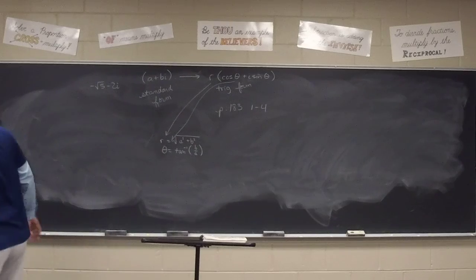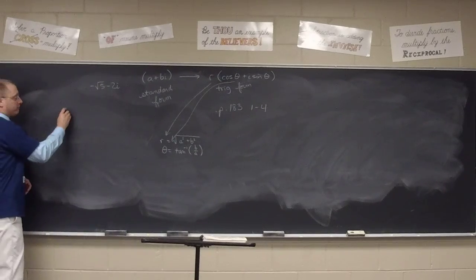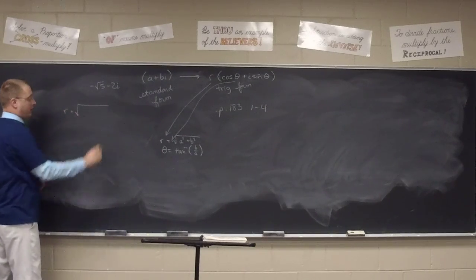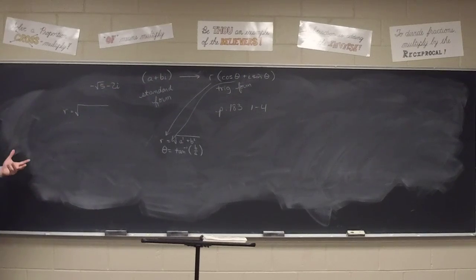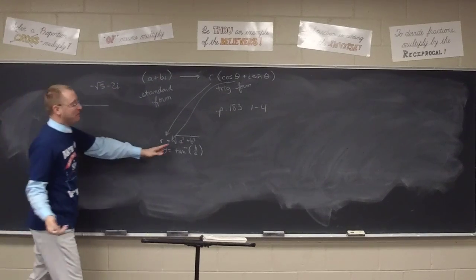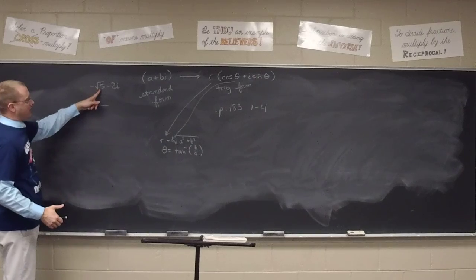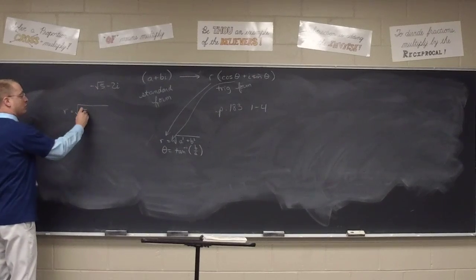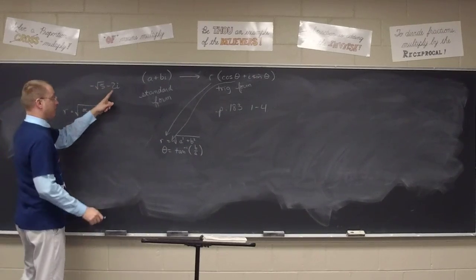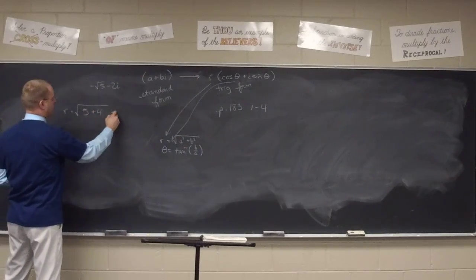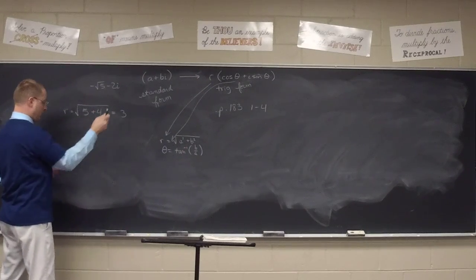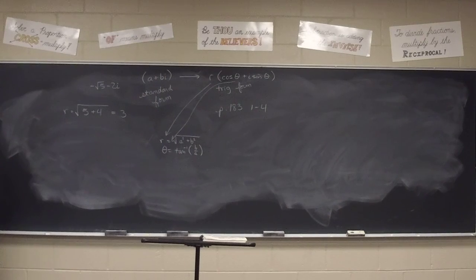First thing I want to do is find r. And r equals the square root of a squared plus b squared. What do you get if you square the a? 5. Because when you square root, you get the radicand. What do I get if I square b? 4. 5 plus 4? Square root of 9? This time r came out evenly. I like that. I like it when it comes out evenly.